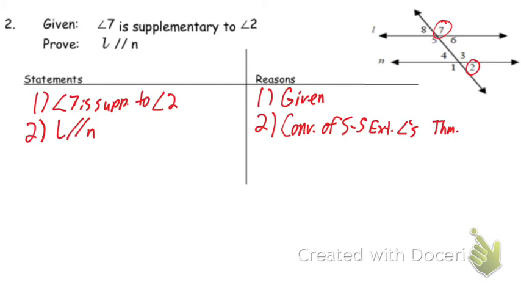Okay, so these are same side exterior angles. So that's how we know which theorem we're using. And because we're proving lines, we're going to use the converse. And if same side exterior angles are supplementary, which they are, then yeah, the lines would be parallel. Question on this one?